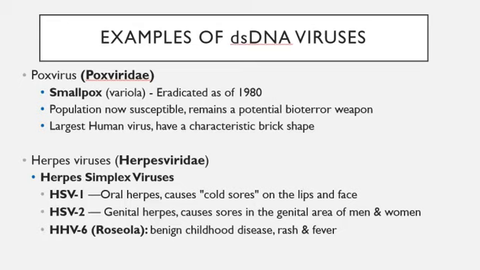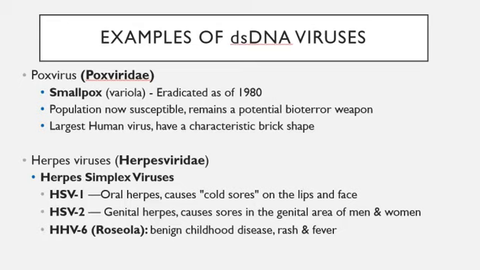Next, we have the herpes virus. It includes the herpes simplex viruses, HSV1, 2, and there's HHV6 that's also in this category. HSV1 is the oral herpes, and it causes cold sores on the lips and face. HSV2 is the genital herpes. It causes sores in the genital area of men and women.